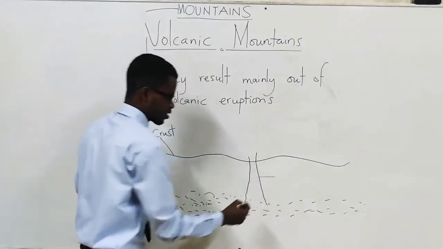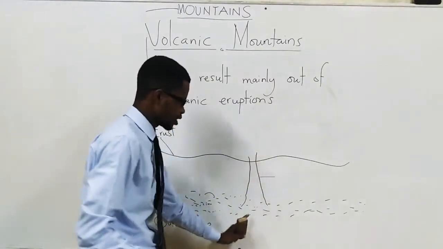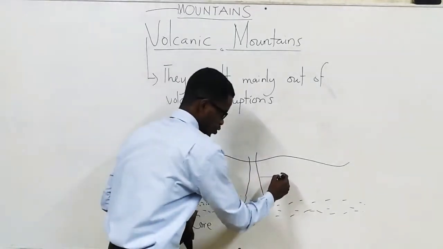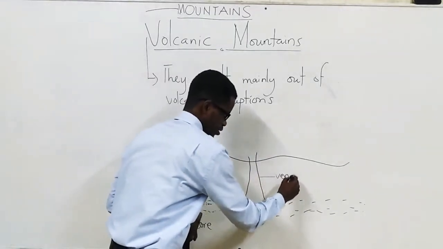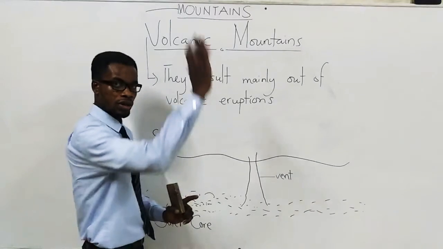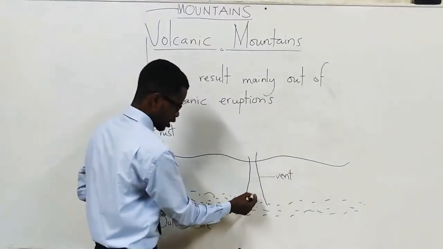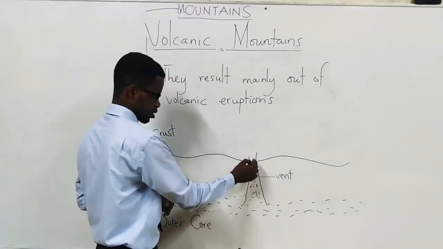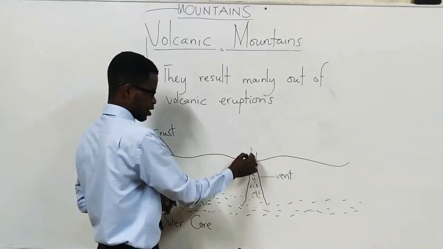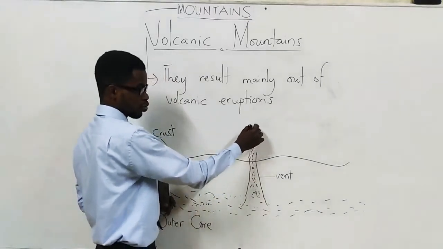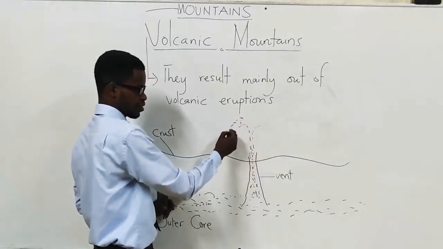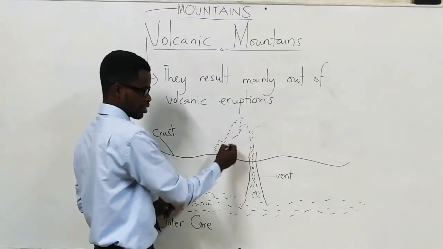The space that it creates, or the path through which the magma travels and appears on the surface of the earth, is called the vent. The vent, just like a hole. So it will now pass through this side, the vent, and then boom, it erupts and gets to the surface of the earth.